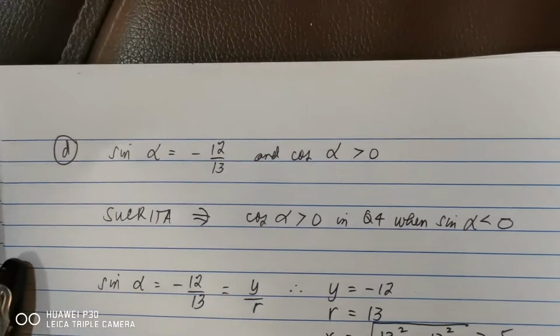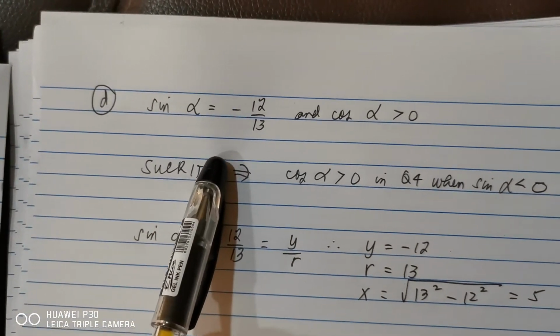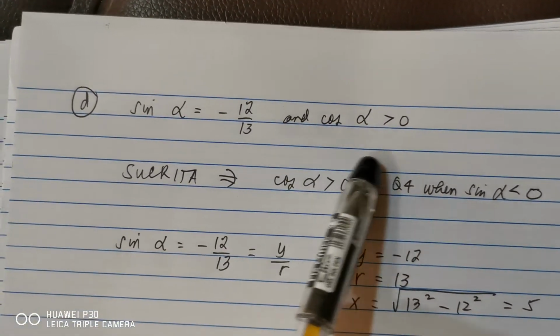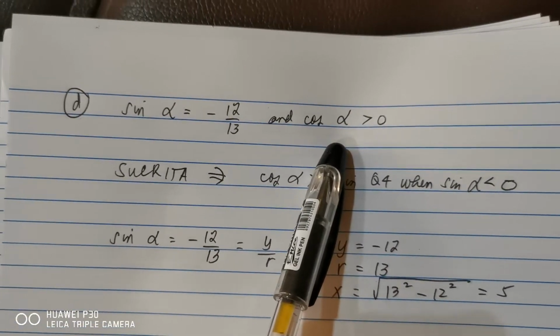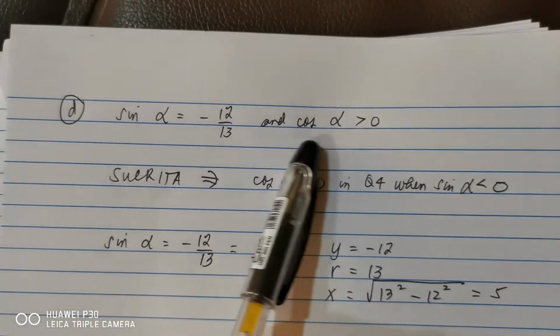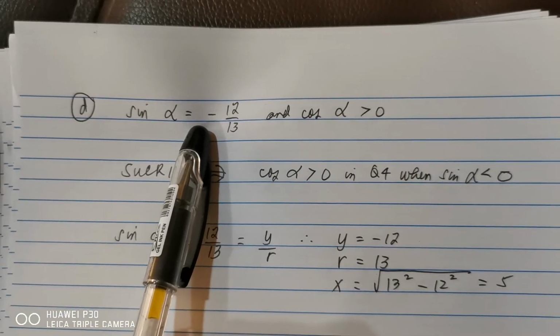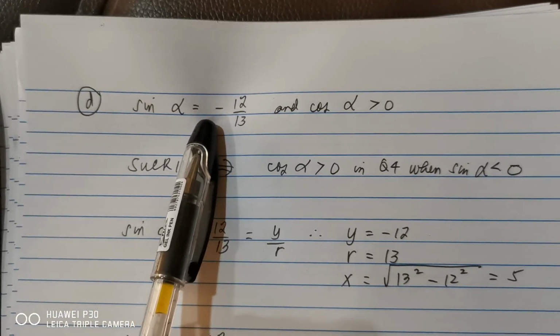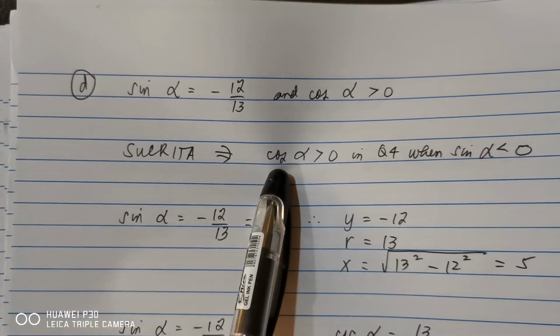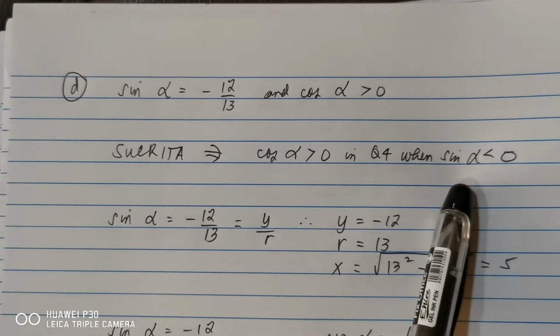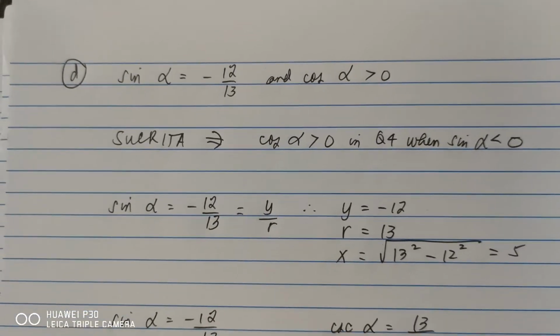Okay, so letter D, sine alpha is equal to negative 12 over 13 and cosine alpha is positive. By Sukrita again, cosine alpha is positive in quadrants 1 and 4, and sine alpha is negative in quadrants 3 and 4. Therefore, the common quadrant is 4. So, cosine alpha is positive in quadrant 4 when sine alpha is negative.